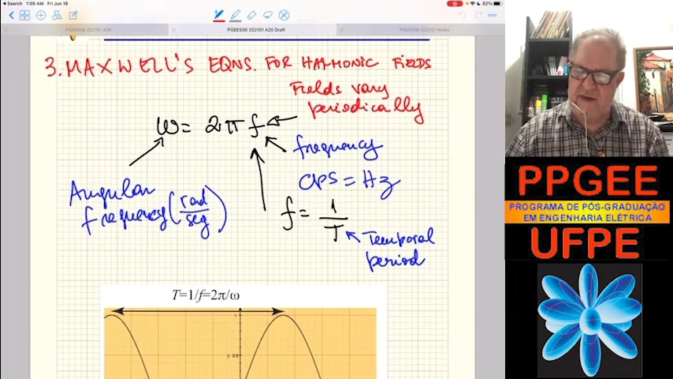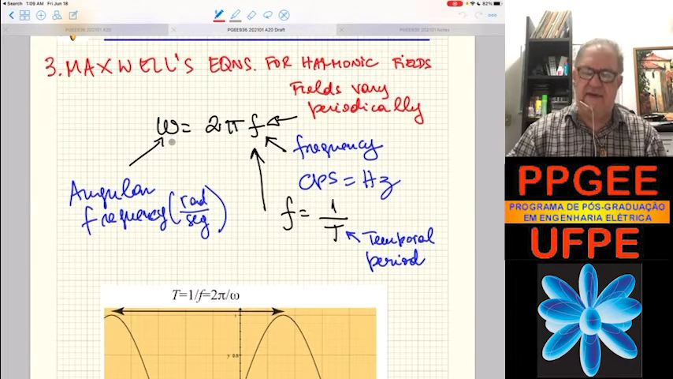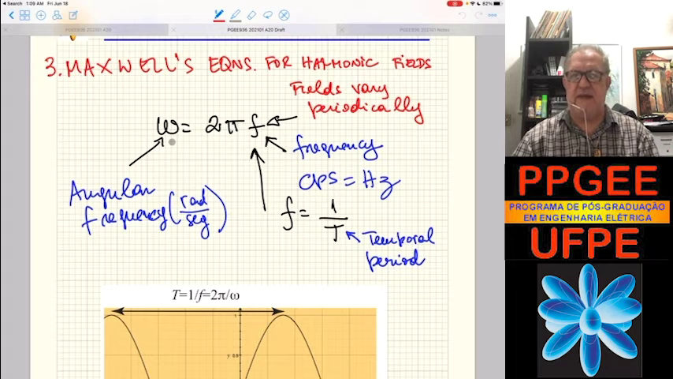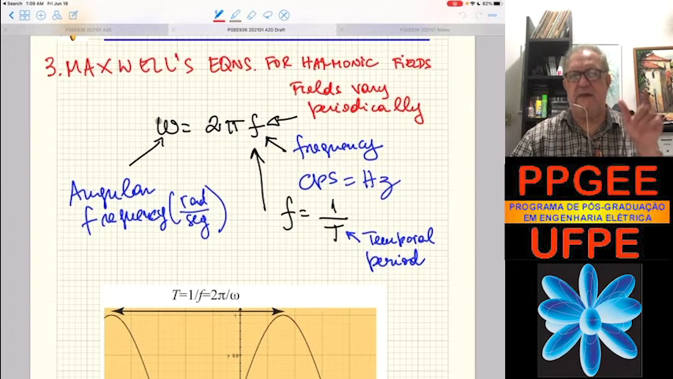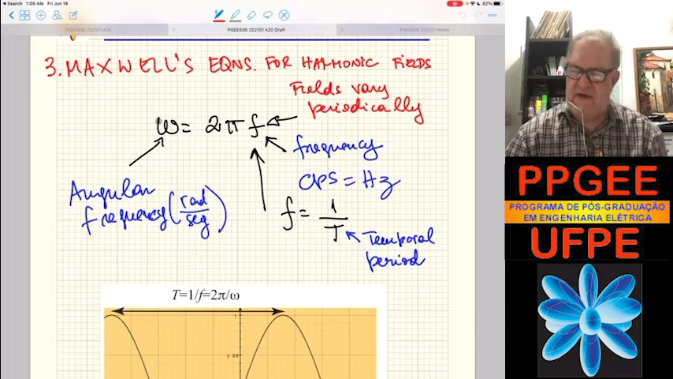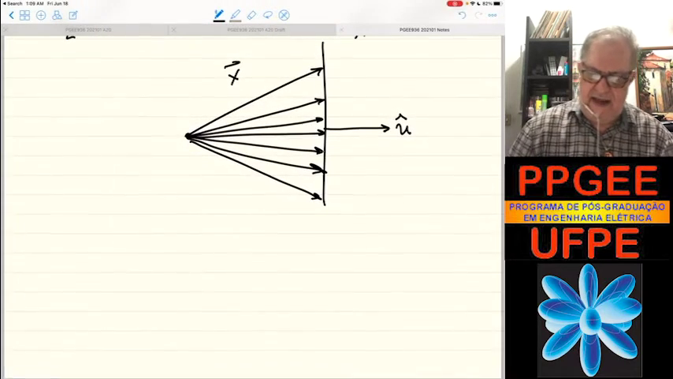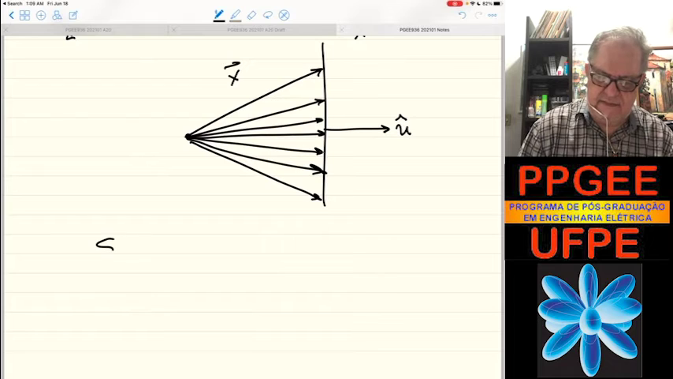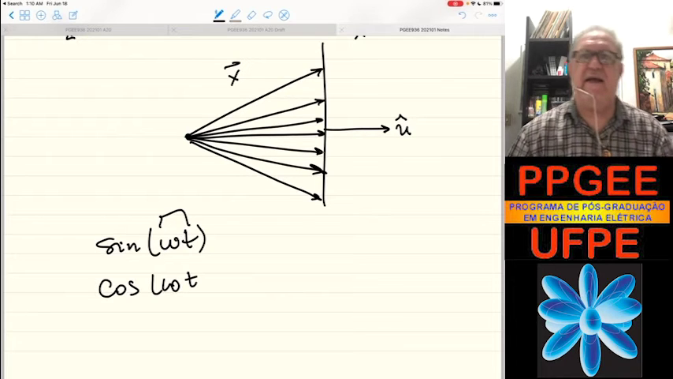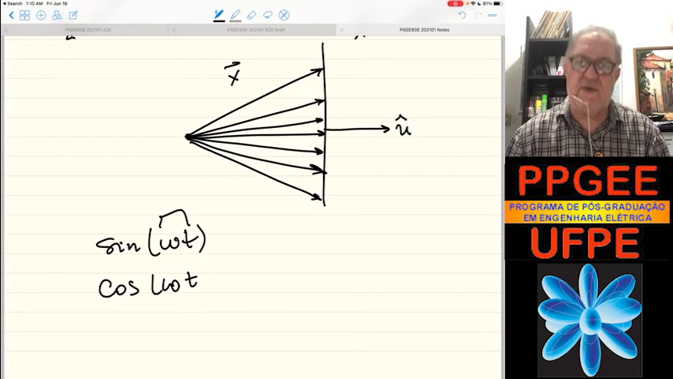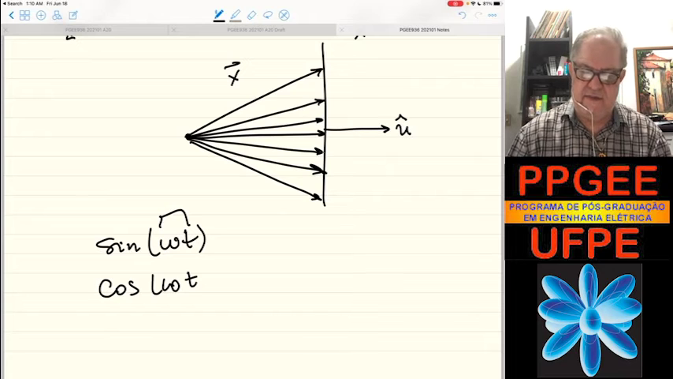Maxwell's equations for harmonic fields. Now the time variations are going to be assumed known. We are going to have angular frequency omega, which defines the periodicity of the function. The functions are going to have the behavior of sine or cosine of omega t. This is a dimensionless number, omega t, correct?